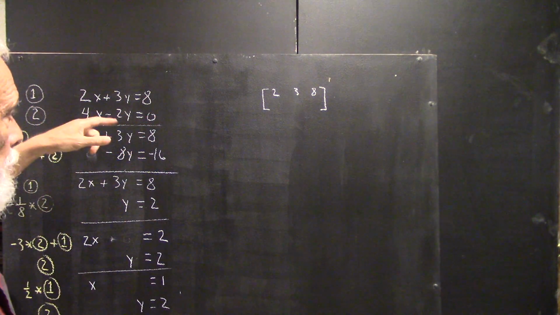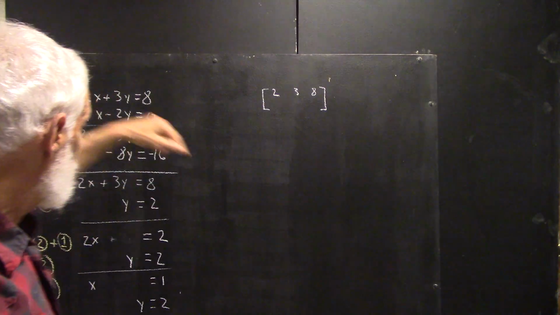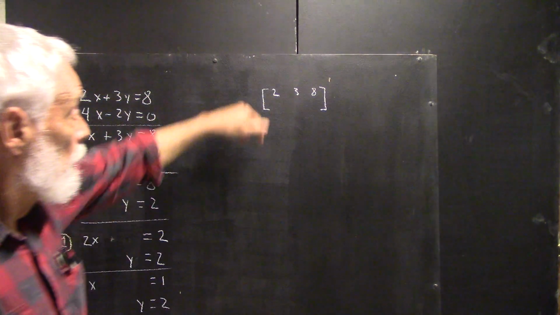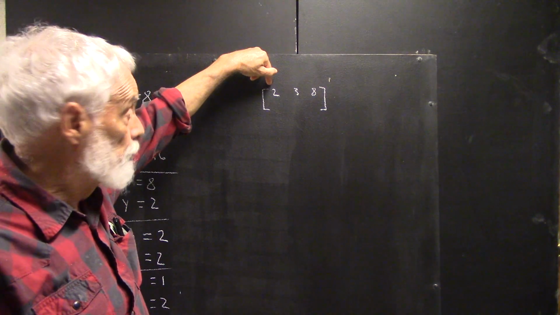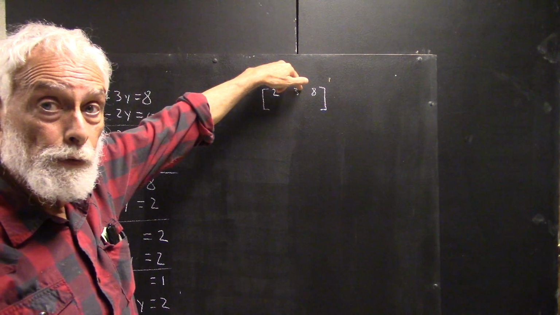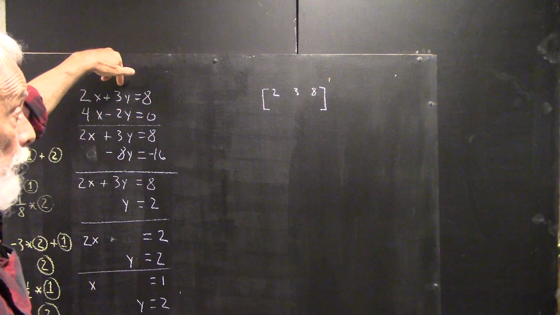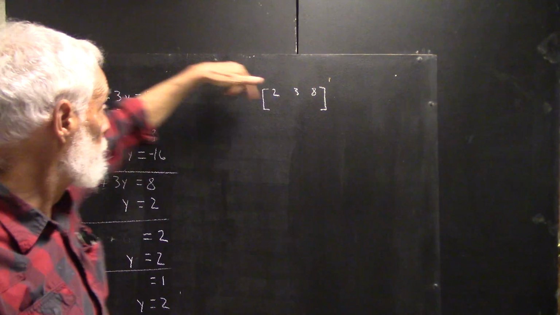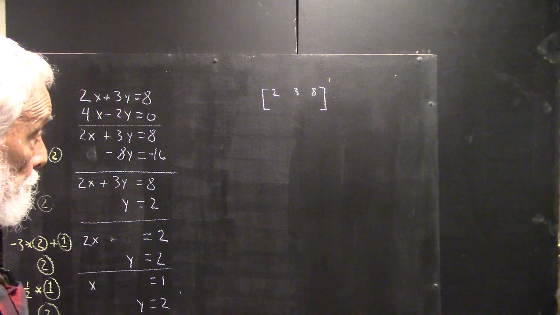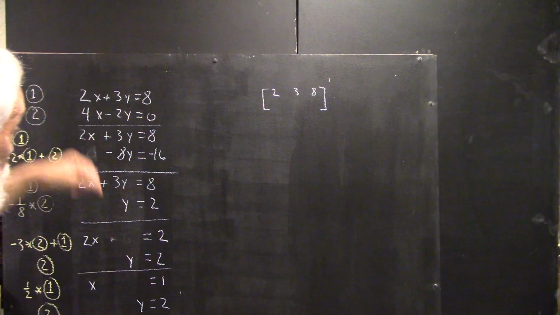And we're going to make the convention that a row represents the numbers in the linear equation. The first number in the row represents the coefficient of x, which in this case is 2. The second number in the row represents the coefficient of y, that's 3. And the third represents the number to the right of the equal sign, that's 8. And I do the same for the second equation.